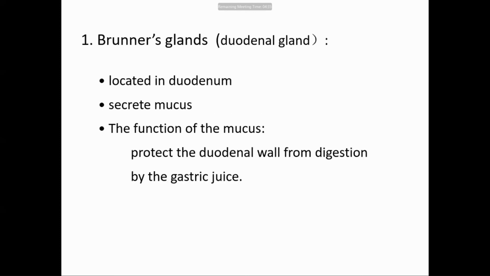Brunner's gland secretes the mucus. The mucus helps in the protection of the duodenal wall, because acidic chyme is constantly entering into the duodenum. So Brunner's gland helps in the protection of the duodenal wall.